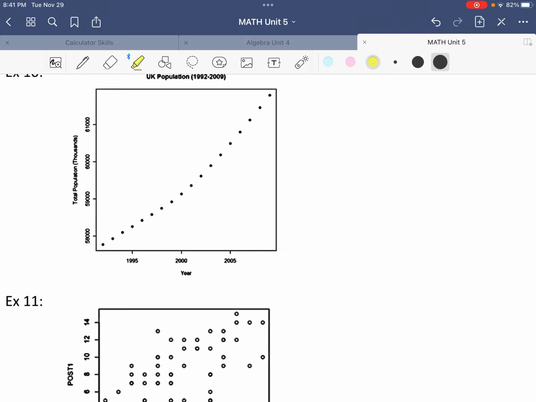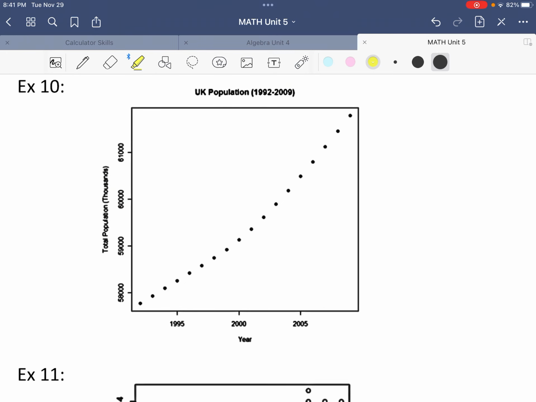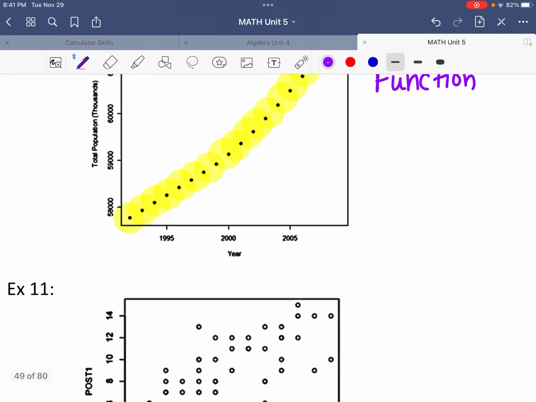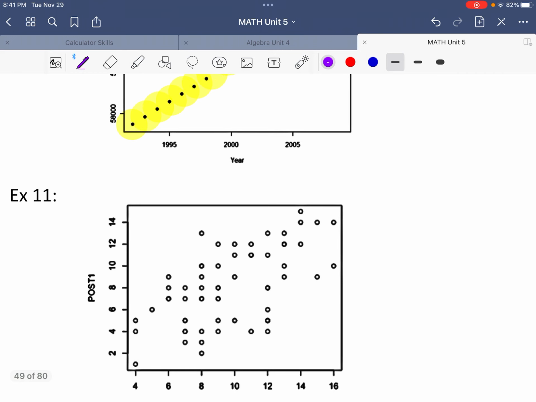So you look at example 10. This is a dot plot. It's not connected with a line, but you can see each individual point would have its own x value and obviously a different y value because it's going up the chart. So this would be considered a function, because no x values are repeated. Let's look at number 11.